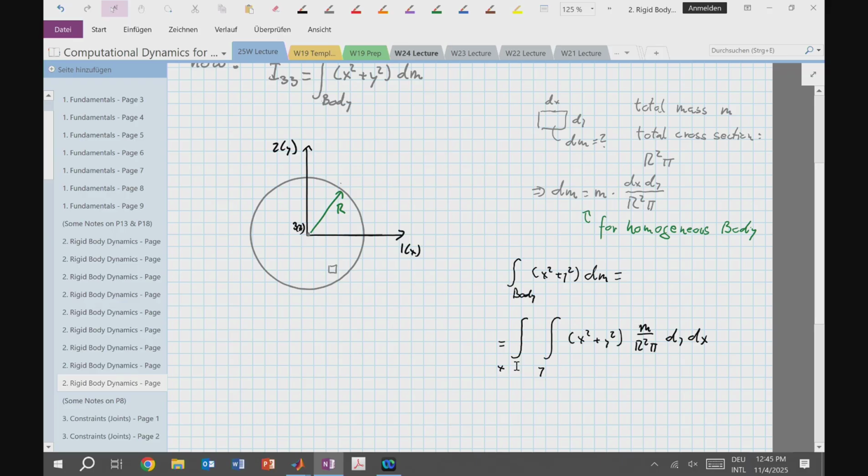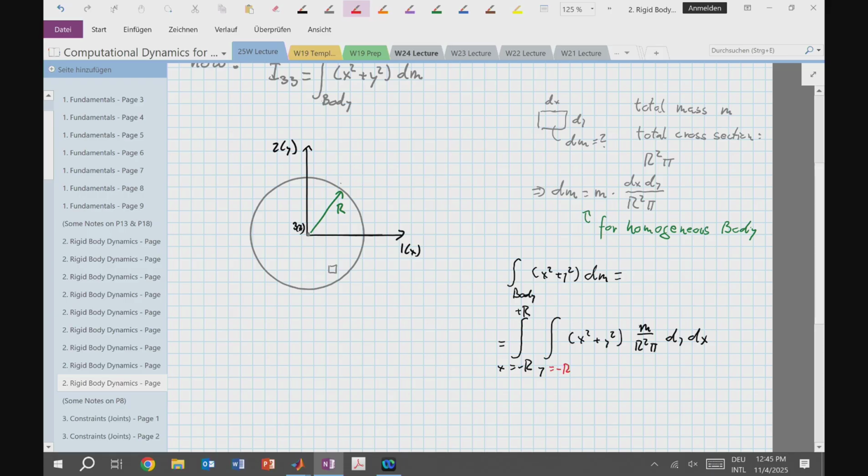What are the integration bounds? From where to where do I have to integrate x? Negative r to positive r. From where to where do I have to integrate y? I'm glad that you say that. Please don't copy.